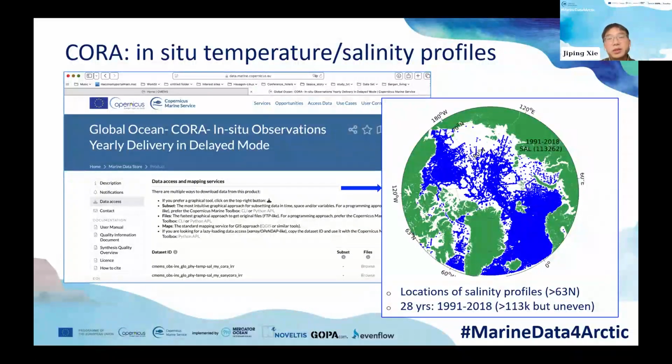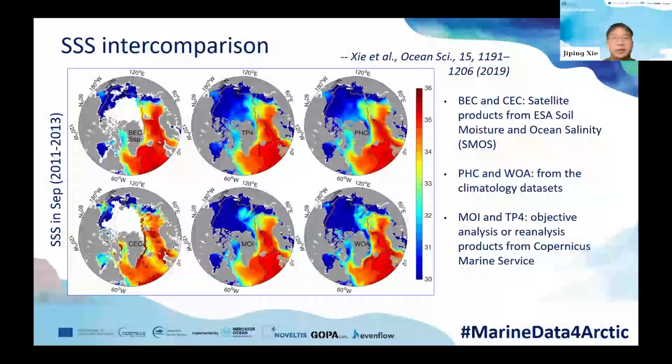So it's one big limitation for the salinity. We still have some space that is not clear. And here I present one work, a surface salinity intercomparison in our paper in 2019. We compared the different satellite data and climatology, observational analysis and reanalysis, two products from the Copernicus Marine Service.